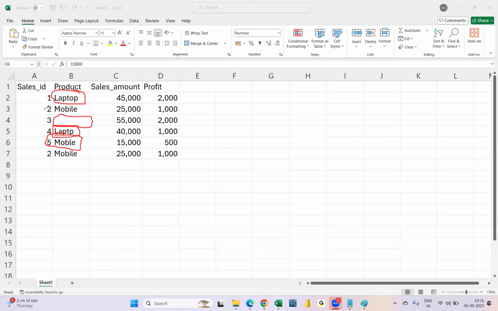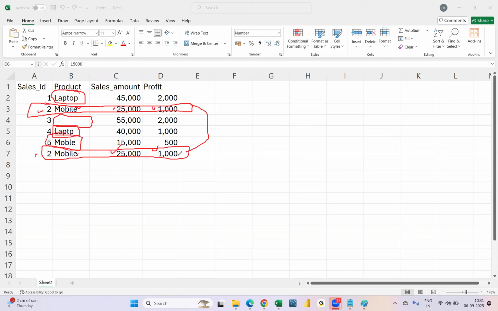Another important thing is present here. This row, whichever I'm highlighting, and the last row: if you observe, both of these are the same. They are actually called duplicates. Sales ID number 2, sales ID number 2. The product name is the same, same sales amount, same profit. Because of which I'm saying these two are duplicate values. So this many problems are there in this data.